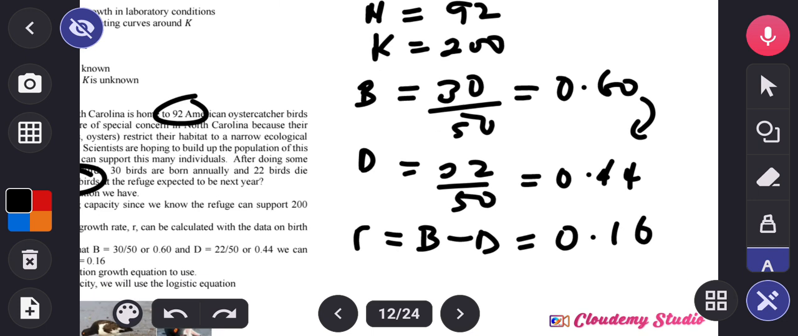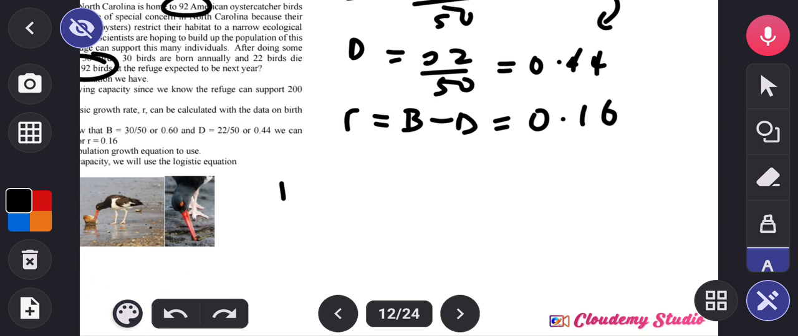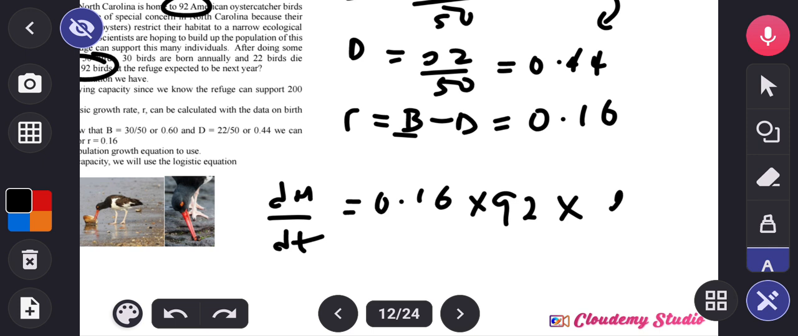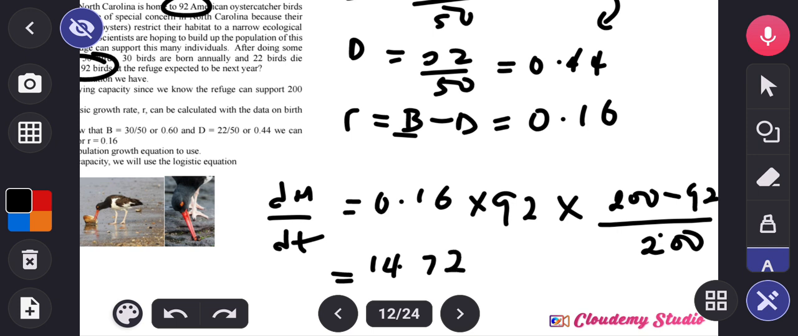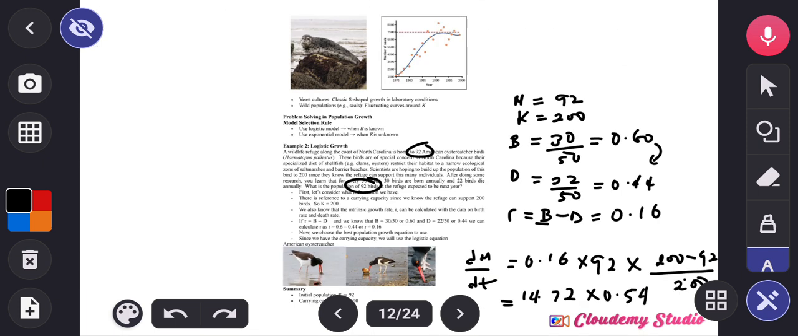So it is not difficult again. Just input it. You understand? Which means dN/dt equals 0.16, which is the rate r, multiplied by 92, which is N, multiplied by 200 minus 92, which is K minus N, divided by K, which is 200. And that equals what? That is going to give us 14.72 multiplied by 0.54. Which means dN/dt, the increase with respect to time, is going to give us 7.95, which is approximately 8.